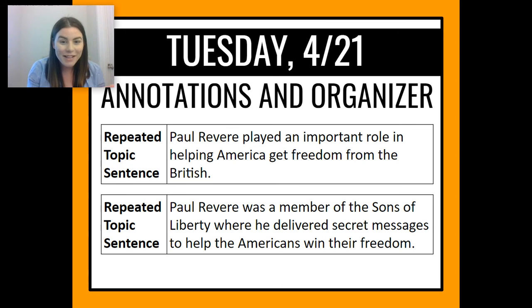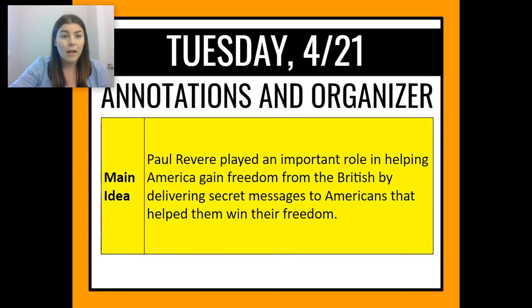Okay, what do you guys think the main idea was? How did you combine both of these? I see a lot of you are still thinking. Well, what I did when I was combining both of these topic sentences into a main idea, I really did just combine them. I wrote, Paul Revere played an important role in helping America gain freedom from the British by delivering secret messages to Americans that helped them win their freedom. So I tried to bring in the idea that he played an important role because he was delivering those secret messages. That was something that was reiterated throughout the entire article.